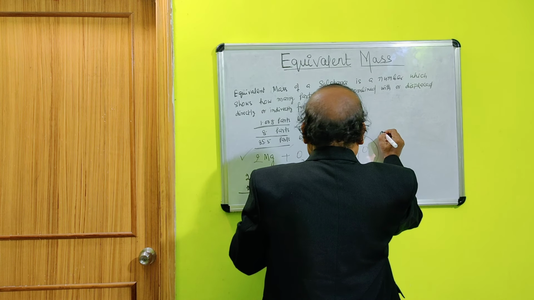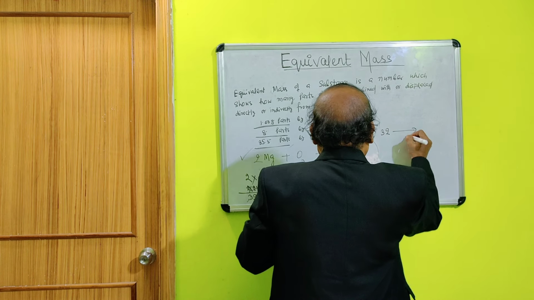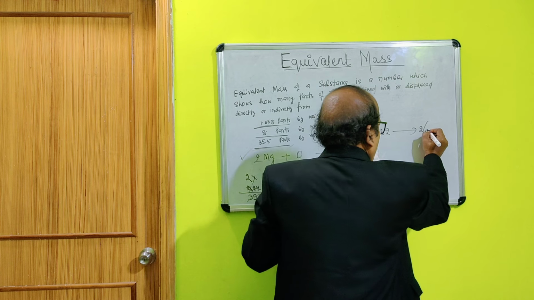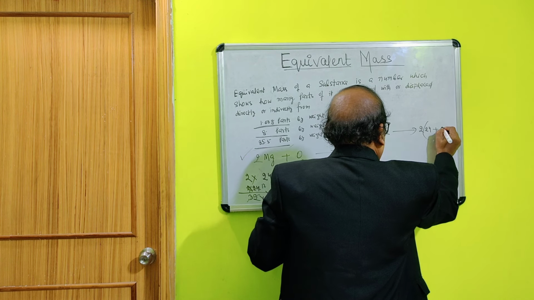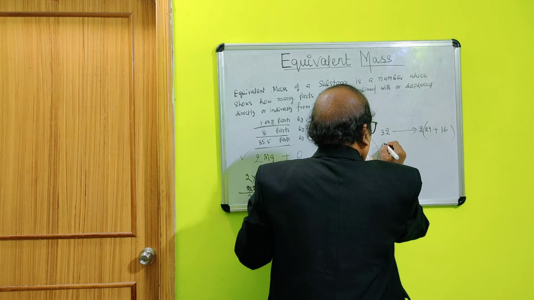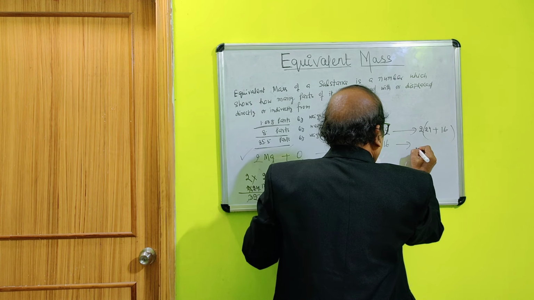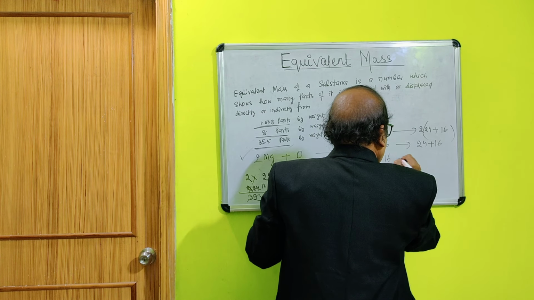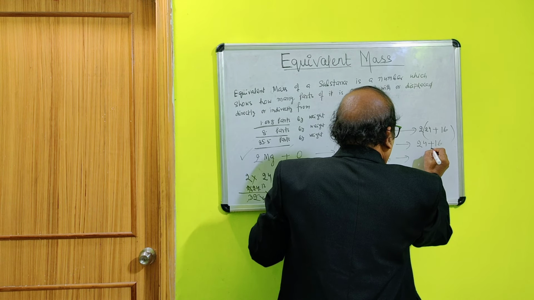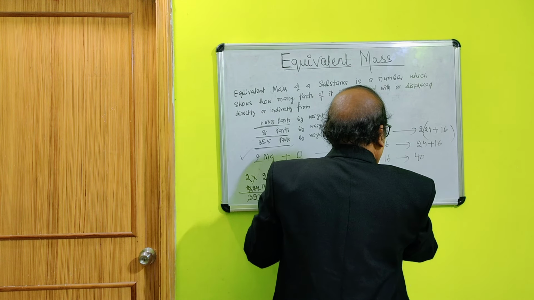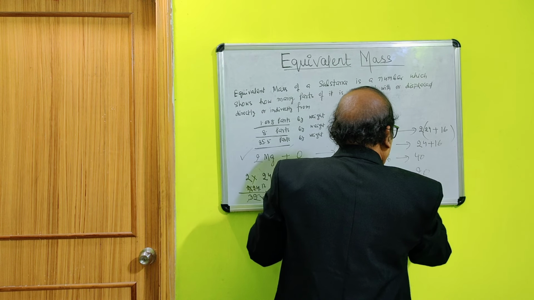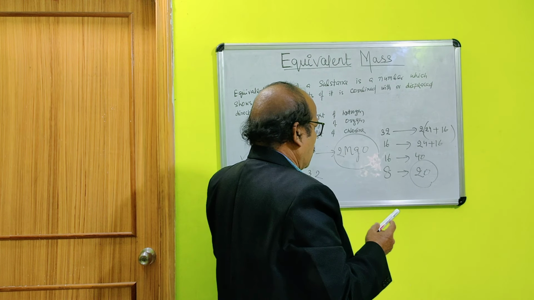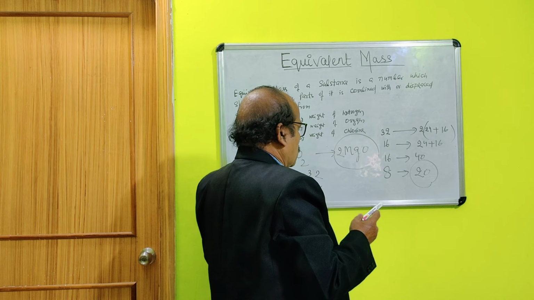8, 16 to 2 is 32. This will give rise to 2 into magnesium, 24 plus 16. So for 16 of oxygen it will be 24 plus 16, that is 40. For 8 I will have 20. So the equivalent mass of magnesium oxide is 20. Let me see again whether the answer is correct or not.